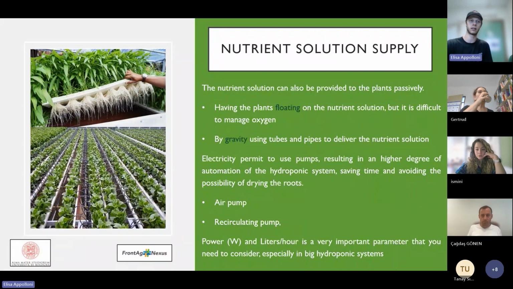So we have the plants that are, as in the upper image on the left, you see there is a floating material that is put on the nutrient solution, and the plants will grow on this floating substrate, let's say, with the roots completely submerged inside the nutrient solution. In this case, we need to be very careful because the oxygen inside the nutrient solution, if we don't move it, maybe there may be a lack of oxygen.